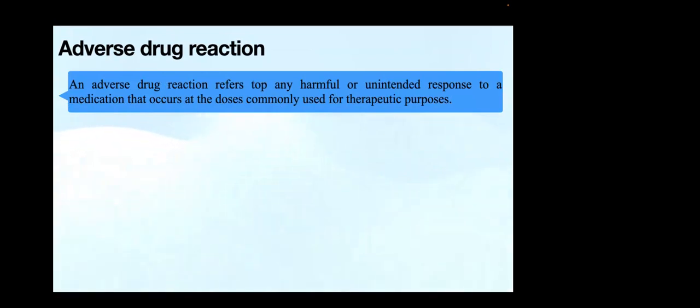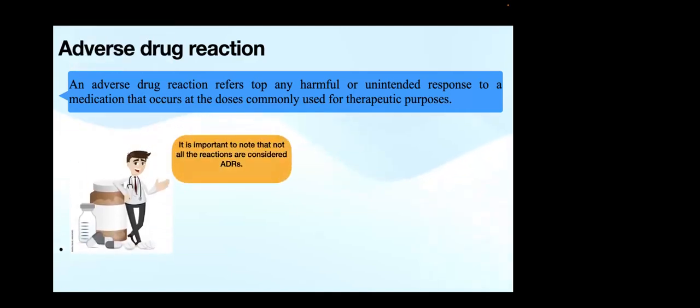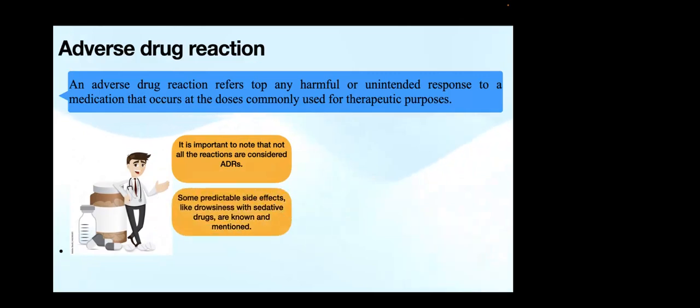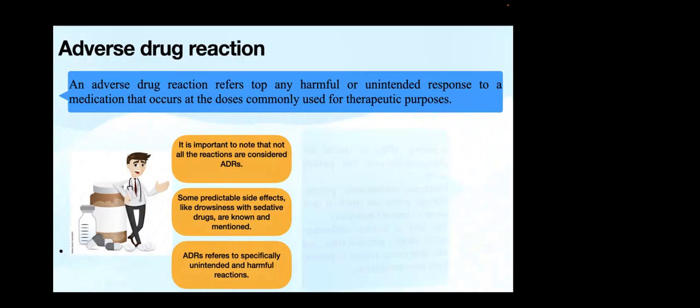Okay, for example, GI reactions, allergic reactions, respiratory reactions, CNS reactions, dermatological reactions, hepatic reactions, etc. Here are some points to discuss. It is important to note that not all reactions are considered ADRs. Some predictable side effects, like drowsiness with sedative drugs, are known and mentioned in the label. Also, ADR refers specifically to unintended and harmful reactions, right?